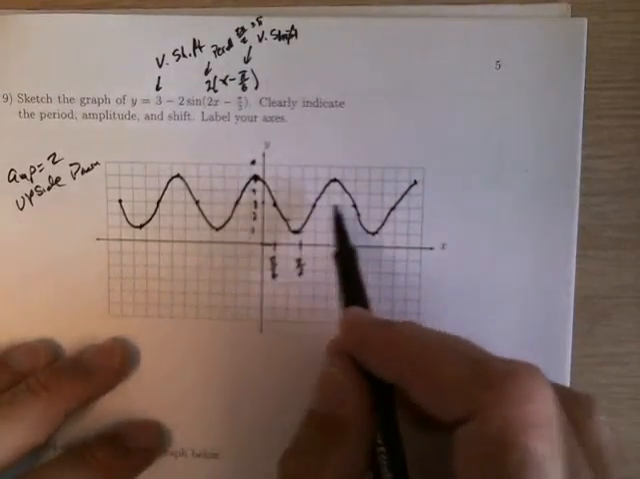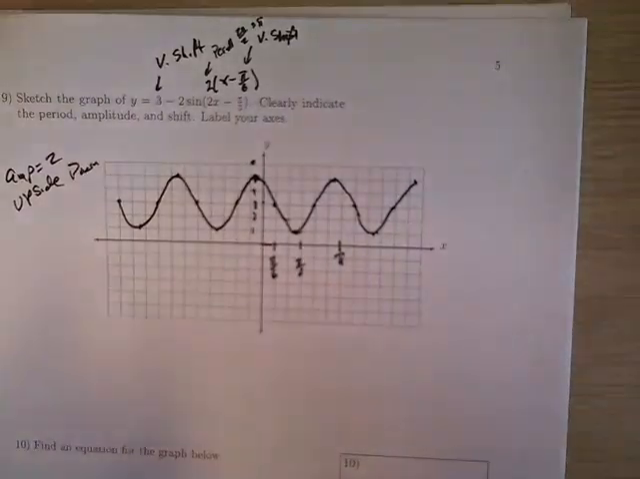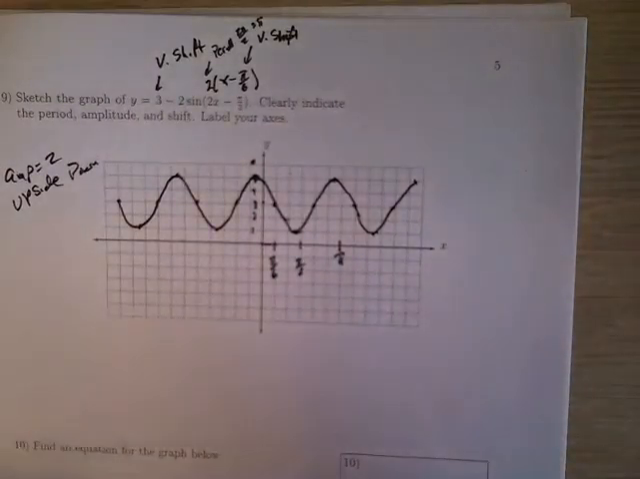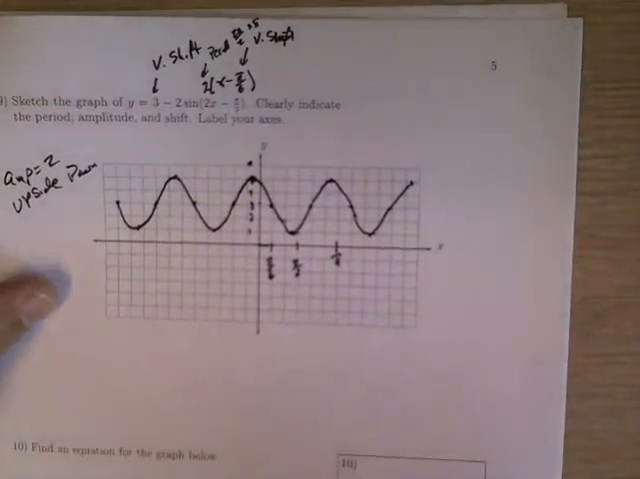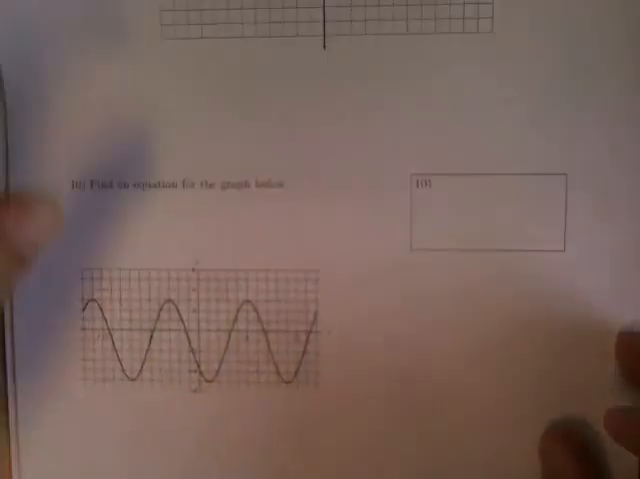I mark those midpoints, I mark the highs and the lows, and then I can get a pretty good drawing in between, right? There's that, number 9. Number 10, find an equation.